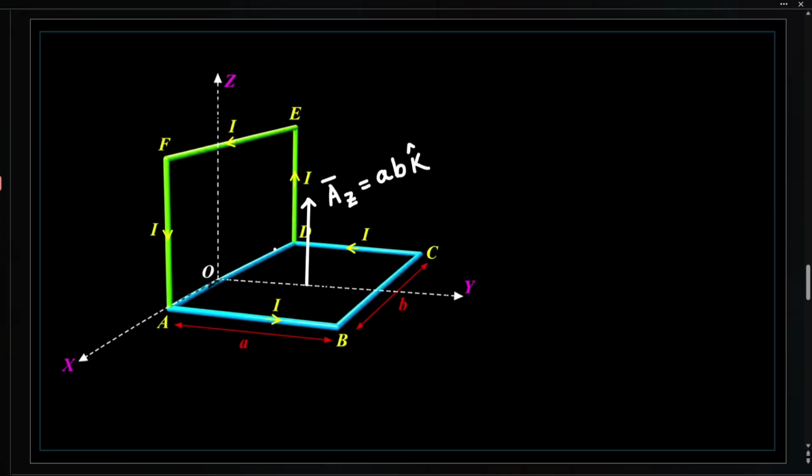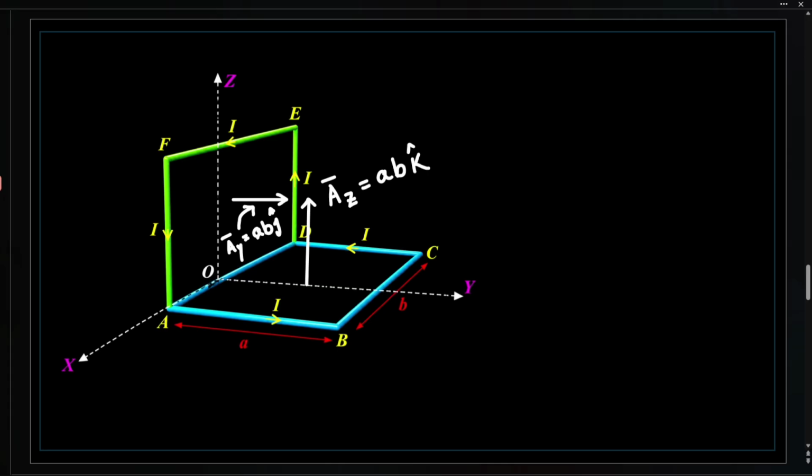And for the loop ADEF, this is the individual area. This area is also the same, AB, but the direction of the area vector is not the same. From the right hand thumb rule, you can see the direction of this area vector is in the direction of J cap, that is, the positive Y direction. If we denote this area by AY vector, then AY can be written as AB J cap.